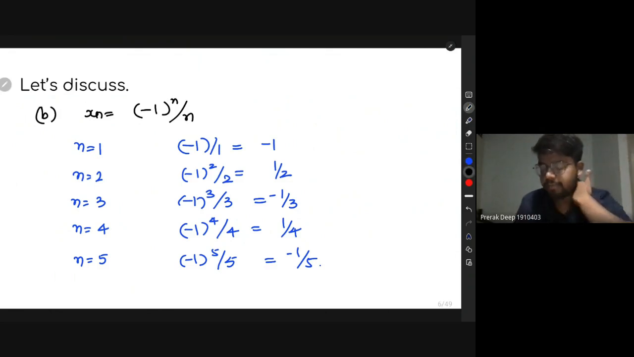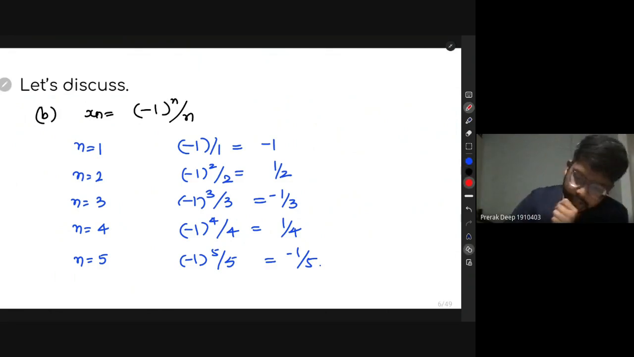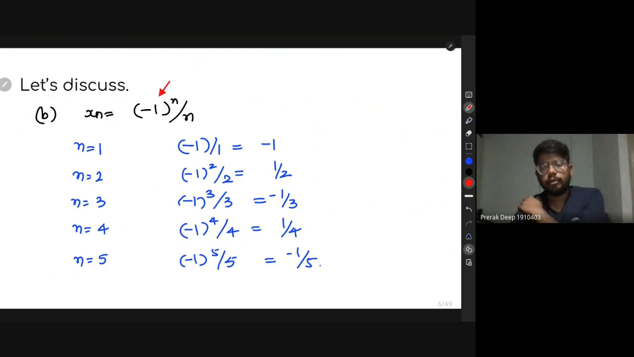You can notice, because of the term minus 1 to the power n in the numerator, that the odd terms are getting a negative sign and the even terms are getting a positive sign. And because of the 1 over n term, whichever term you are computing is coming in the denominator. So these are the five terms of the sequence.